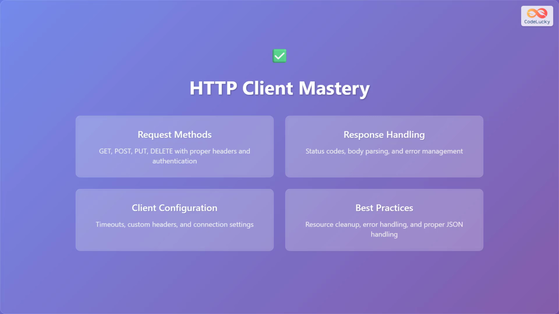Congratulations on mastering the HTTP client in Go. Now you know how to use request methods like GET, POST, PUT, and DELETE with proper headers and authentication. You can also handle responses, understand status codes, and manage errors. Furthermore, you are able to configure the client with timeouts, custom headers, and connection settings. Lastly, you are now aware of the best practices like resource cleanup, error handling, and proper JSON handling.